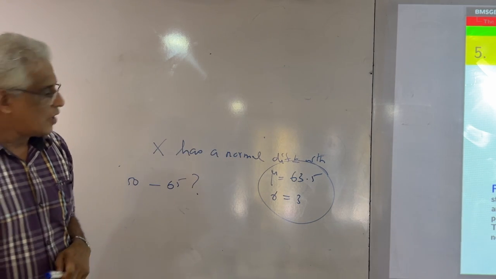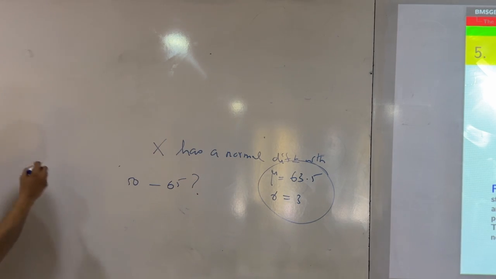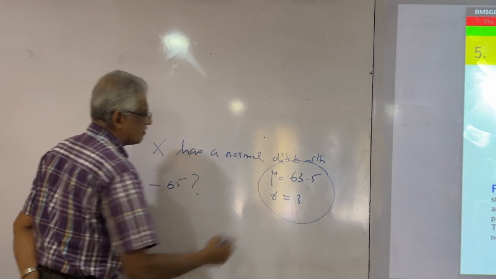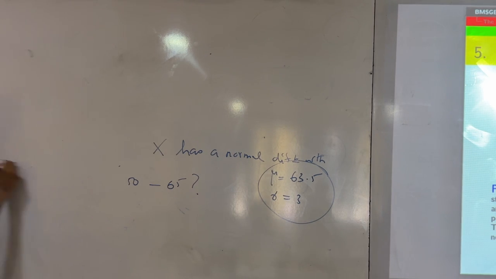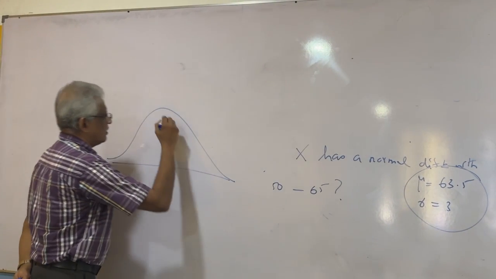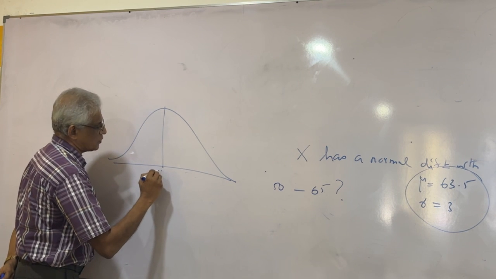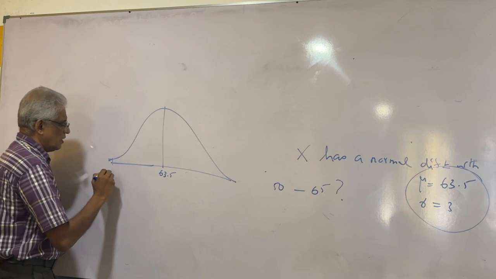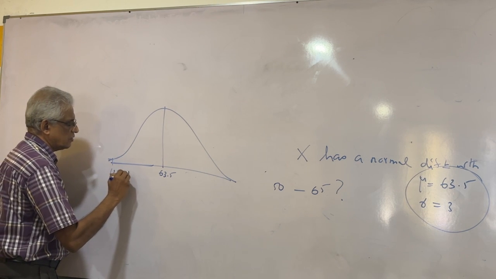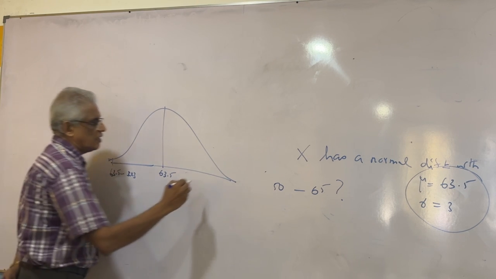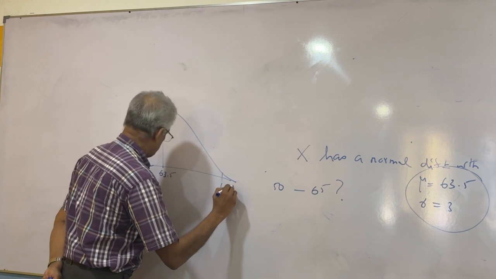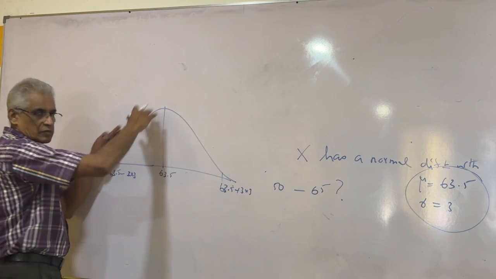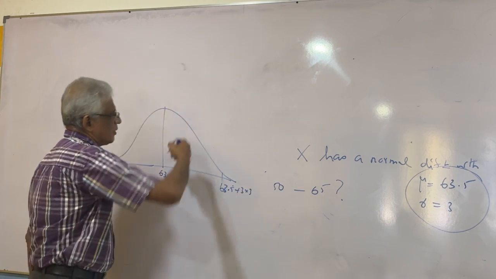Right. So how do we do that? If somebody says X has a normal distribution with a given mean and standard deviation, we can roughly sketch the normal distribution. It has to be centered around 63.5, and it will extend roughly between 63.5 minus 3 times 3, that is minus 3 sigma, and 63.5 plus 3 times 3. There will be a mathematical formula for this.